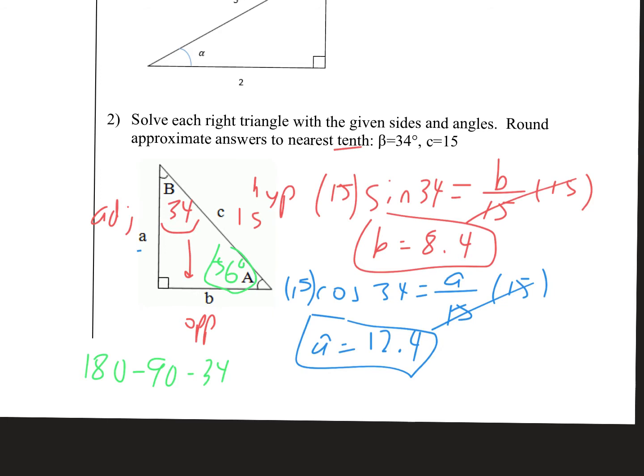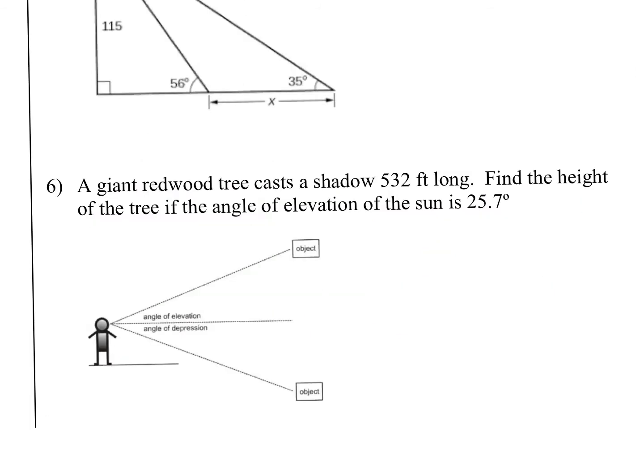All right, similar idea here on number 3. For this one, they give us 42 degrees right here. They give us 13 over here for B. And so I'll go ahead and find that other angle here to start. So 180 minus 42 minus 90. And so that's going to be 48 degrees right there.